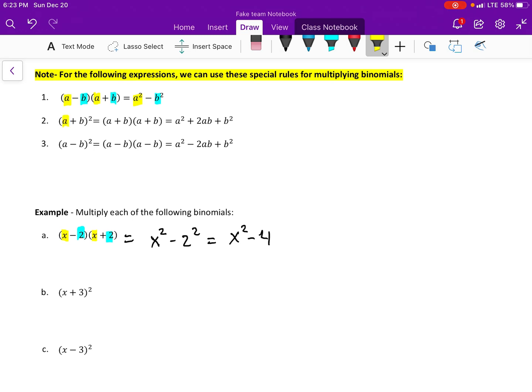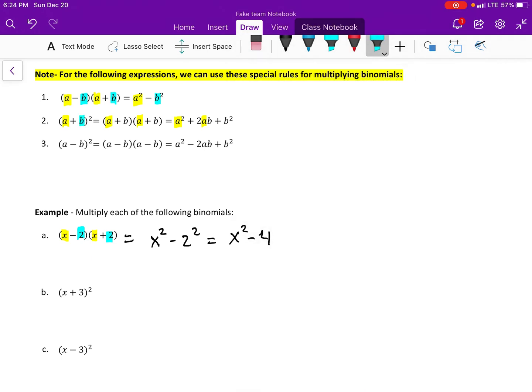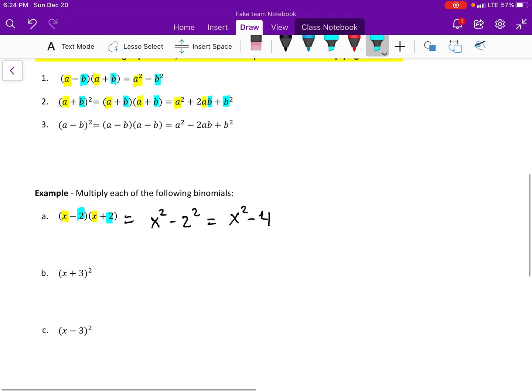For the second one, we have x plus 3 squared. So that's going to fall into our second category. So again, what we want to do is identify what is our a and what is our b, and then plug them in appropriately. So in this case, again, our x is going to be our a value, and our 3 is going to be our b value. And so we want to remember that x plus 3 squared should be equal to, according to the formula, x plus 3 times x plus 3.